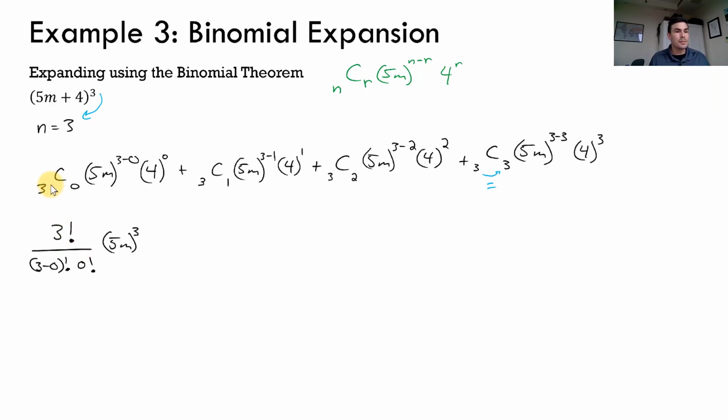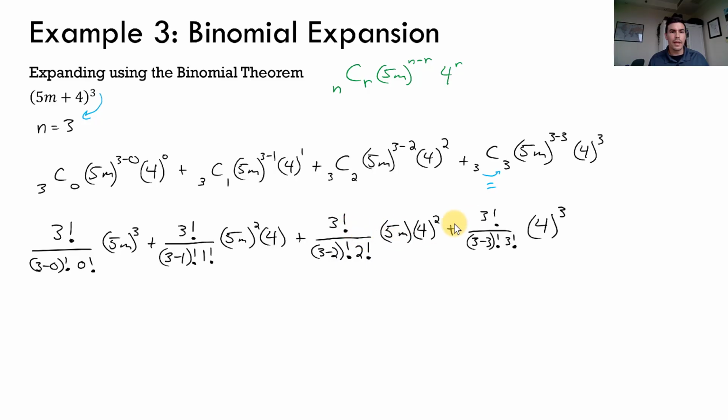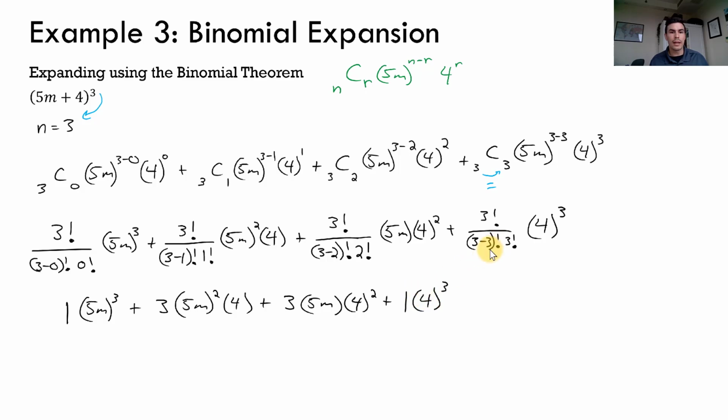Okay, so going ahead and expanding out these 3 choose 0, 1s, and 2s, and 3s, and cleaning up what my terms are actually going to start looking like, this 5m and this 4. Here is all of our expanded 3 choose whatevers. So for this first term, I'll have 1 times 5m to the third. My second term is going to simplify to 3 times 5m squared times 4. Third term will be 3 times 5m times 4 squared. And then my last term will be 1 times 4 to the third power.